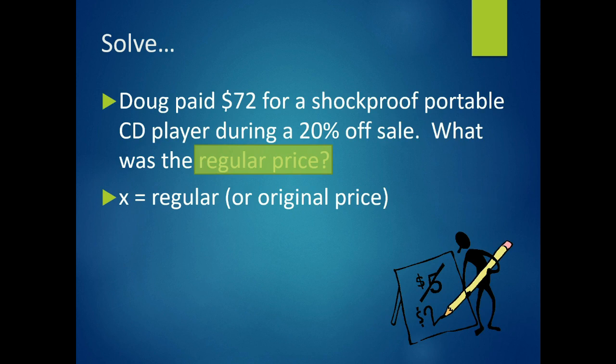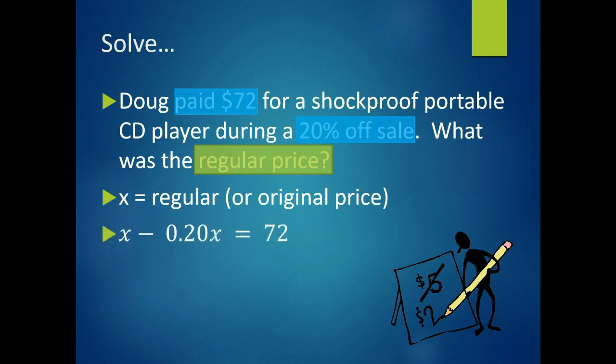Next, looking at other key pieces of information, we see that Doug paid $72. Next, we see that it is 20% off. Putting these values together, we have the basis for our equation. We don't know the original price, which we set equal to x. We have information that it was 20% off, so we'll take 20% of the original price, and off means that original price was reduced by that, and we set it equal to that sales price that Doug paid.